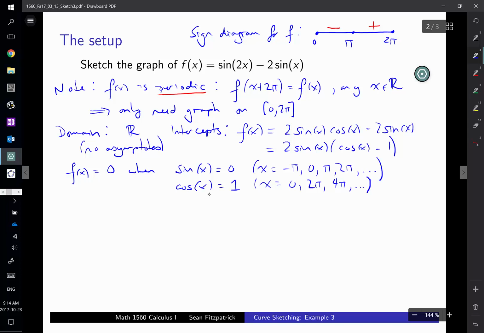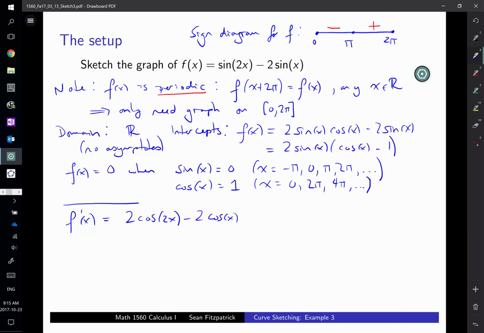Now we want to look at f prime. So what's f prime of x? For the first term, chain rule says it's going to give me 2 cos 2x, right? So I do the derivative of sine, which gives me cos, evaluated at 2x, but then I've got to multiply by the derivative of the 2x on the inside, which is where that extra factor of 2 comes from, minus 2, and then I have the derivative of sine, which gives me cosine.